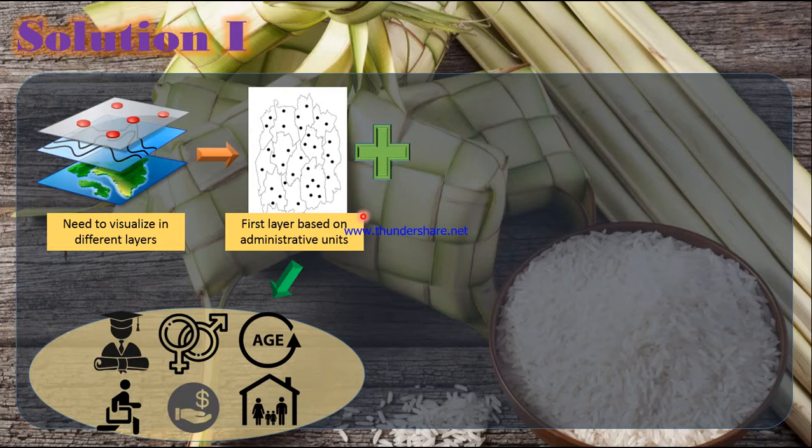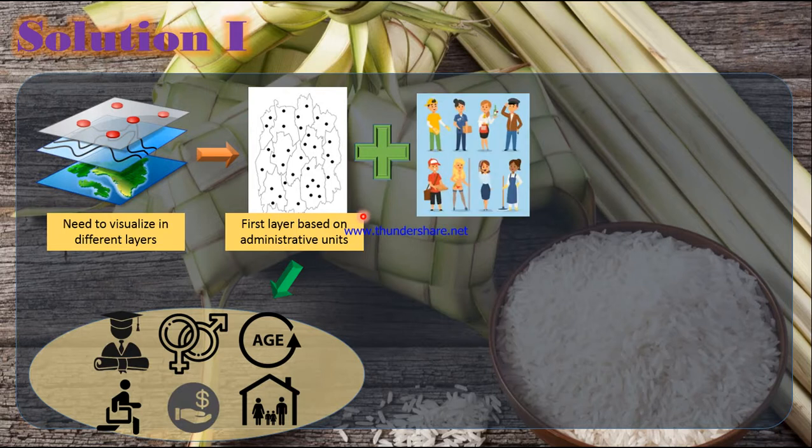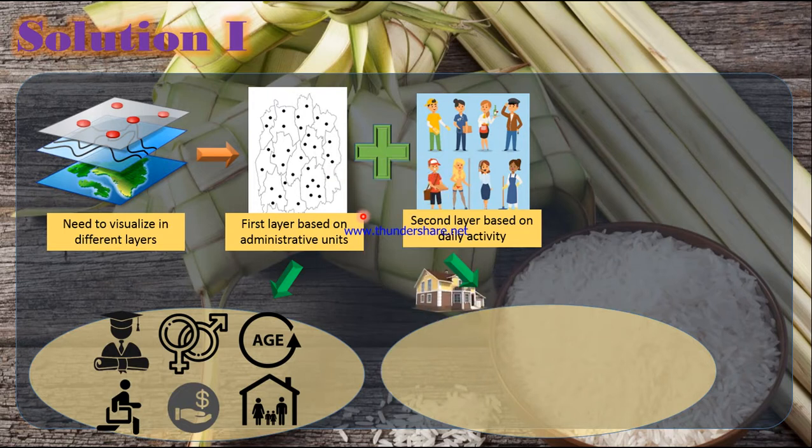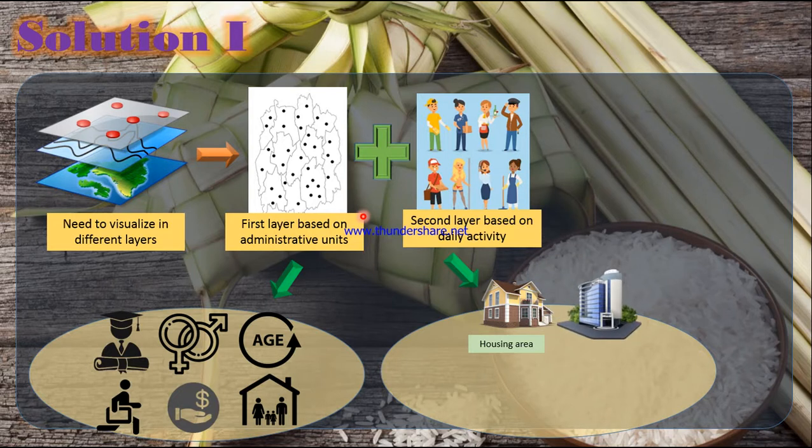And then the second layer will be used for the indicator that has a problem with the aggregation of administrative units. For example, daily commuting. This layer will show the spatial aspect, that is, housing area and working area, and also the temporal aspect, daytime and nighttime.